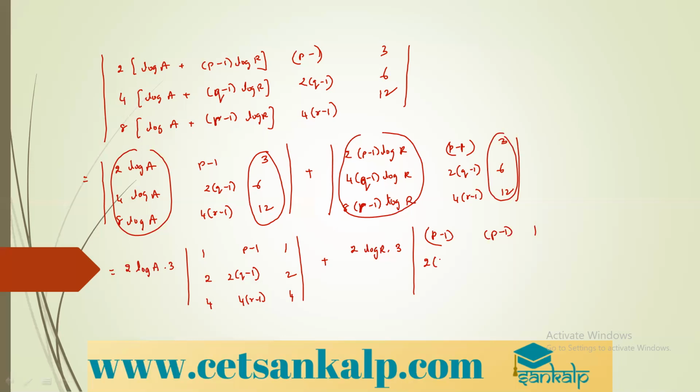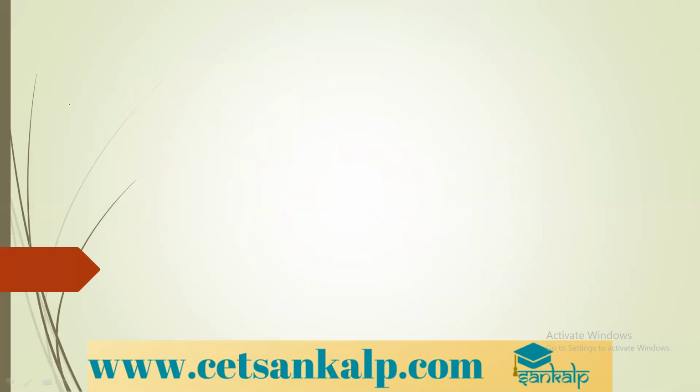So I will have 2 into q minus 1, 2 into q minus 1, and 2. Here I will have 4 into r minus 1, 4 into r minus 1, and 4. So here I can see C1 and C3 are same, and here I can see C1 and C2 are same. So this will become 0. This will become 0. The final answer will be 0. A small mistake, you can correct it, please.